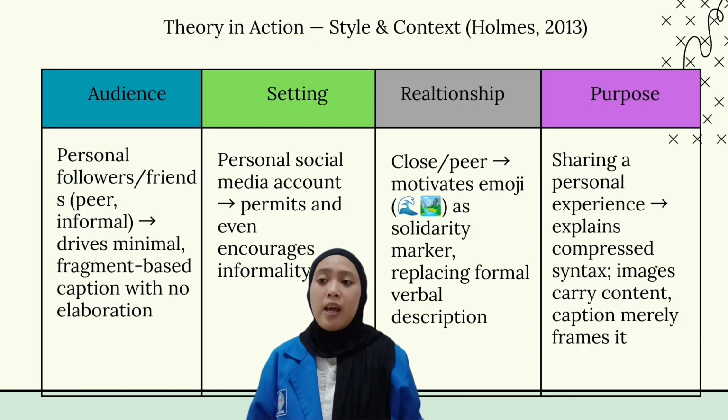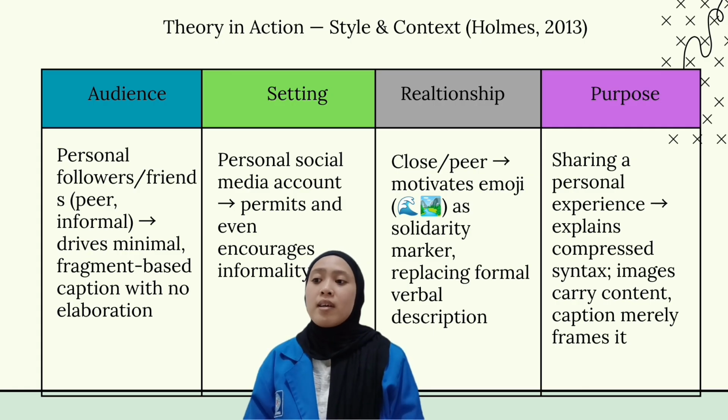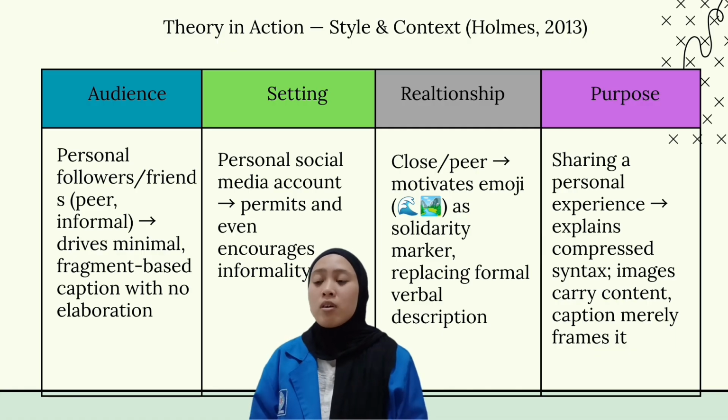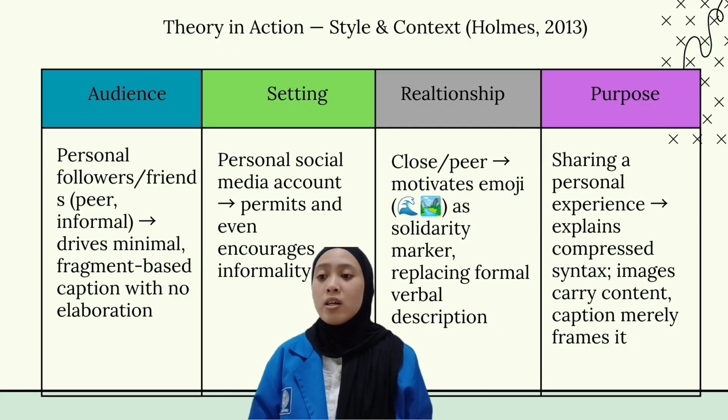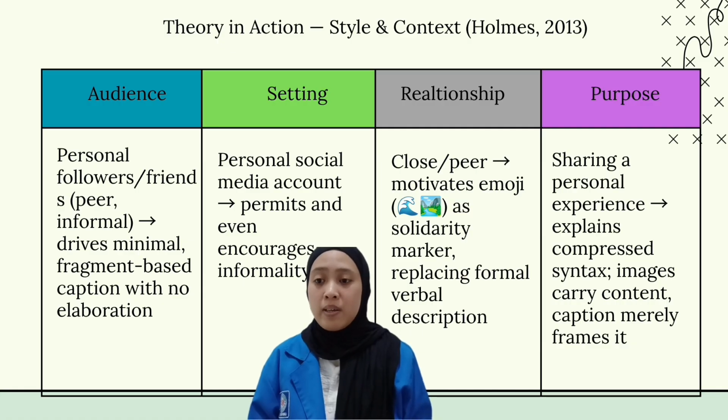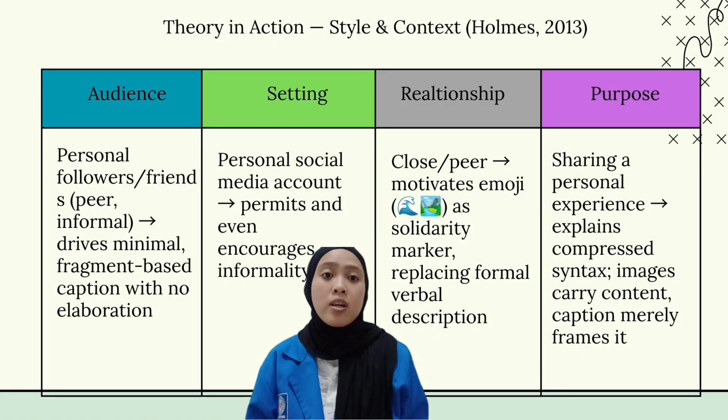This is the second theory in action, style and context. To the second example. The first is audience: personal followers, friends, or peers, informal, drives minimal fragments, best caption with no elaboration. And the second one is setting: a personal social media account permits and even encourages informality. And the third is relationship: close peer, motivates emoji as a solidarity marker, replacing formal verbal description. And last is purpose: sharing a personal experience explains the simple syntax; the image carries the content, the caption merely frames it.